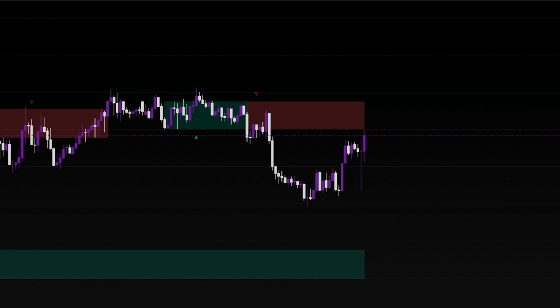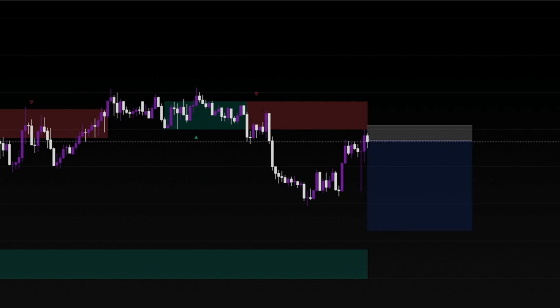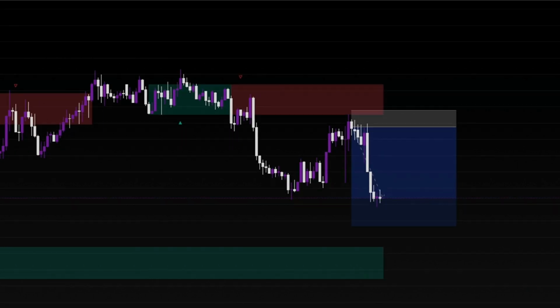After the retest, you want the next candle, or the second or third candle maximum, to close outside the zone. That's your confirmation that sellers are defending the level. You take the entry on that candle close, put your stop loss above the first candle, and aim again for a minimum of 1:3 risk to reward.